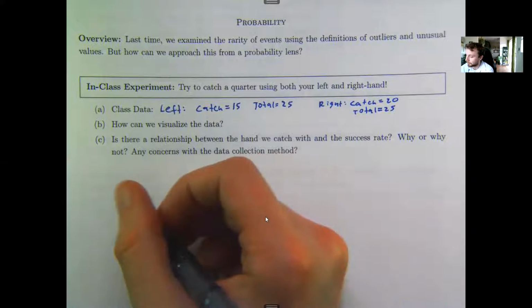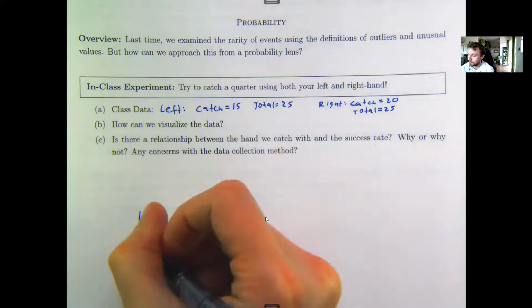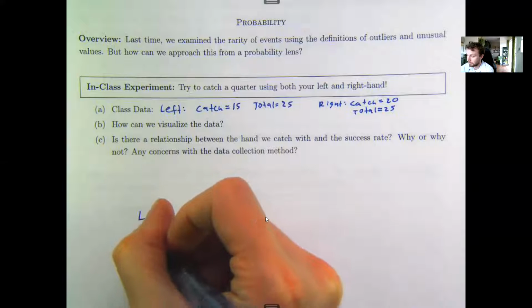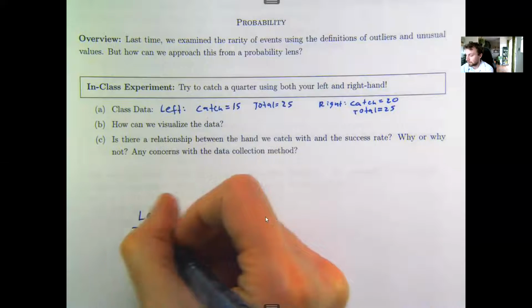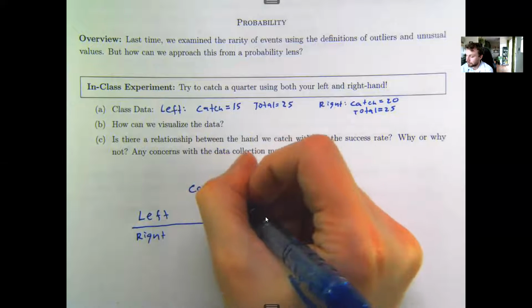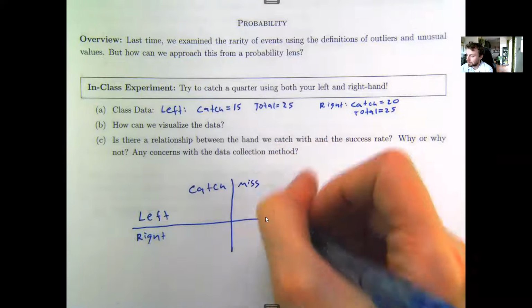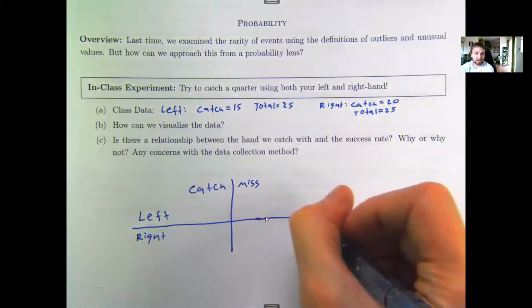So maybe I have left hand and right hand. And maybe I have catch and miss. We get even more information in this table.